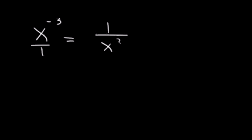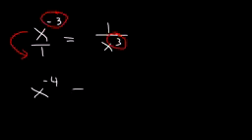Now you need to be familiar with negative exponents. X to the negative 3 is the same as 1 over x cubed. So if you move the x variable from the top to the bottom, the exponent changes sign. It changes from negative 3 to positive 3. So x to the negative 4 is 1 over x to the 4th. Likewise, if you have a negative exponent on the bottom, you can move the x variable to the top, and this will become positive x squared.